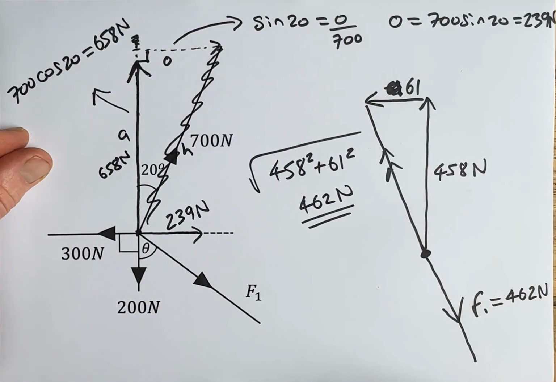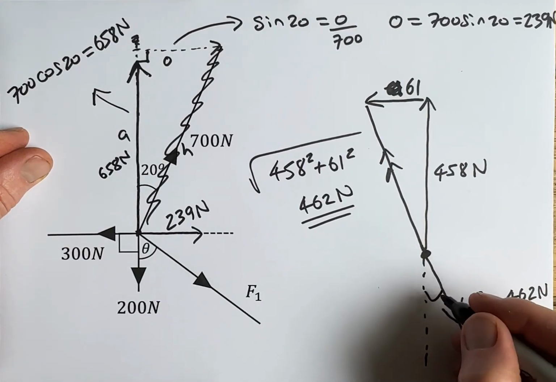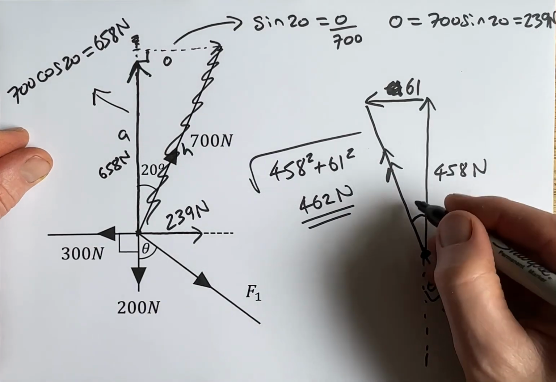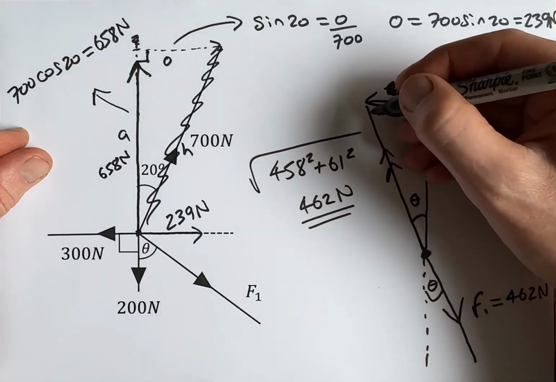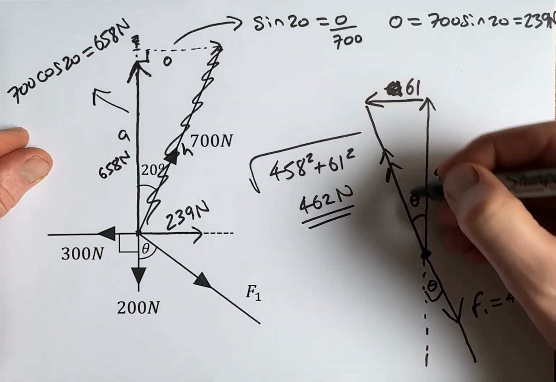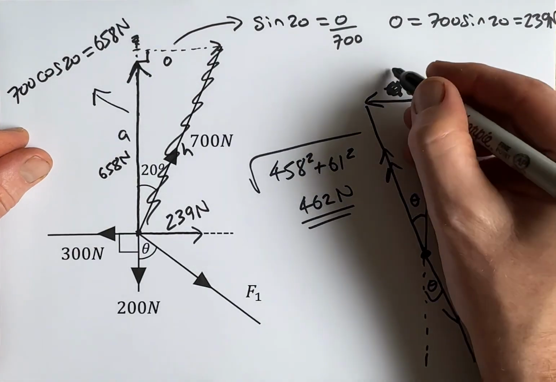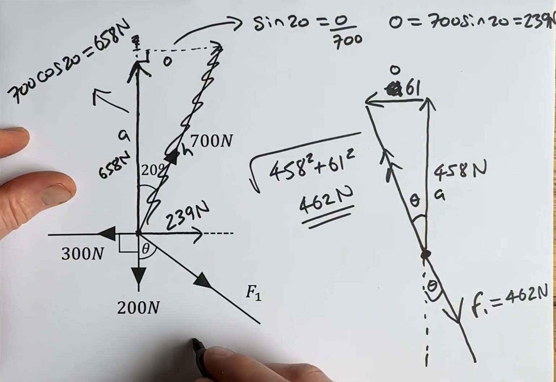Now we're trying to work out this angle to the vertical, so this is theta, the angle to the vertical. We know that's going to be exactly the same as this angle here, because this is on a straight line. Remember, these two opposite forces are on a straight line. So this angle here, theta, is the same as that. Again, we've got opposite and adjacent, so to work out that angle there, we're going to use tan theta.